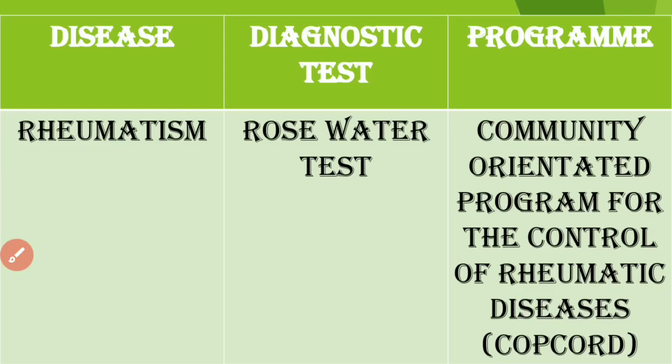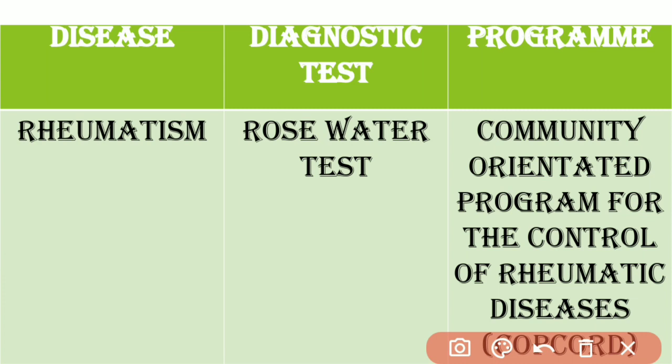Next one is rheumatism. Rheumatism is a chronic disease of the joints and bones, which deposits uric acid in the bone and leads to infection. For this purpose, the diagnostic test is the Rose-Waaler test, which identifies the rheumatic factors, and the program which controls rheumatism is the Community Oriented Program for the Control of Rheumatic Diseases, the COPCORD. This program controls rheumatism.